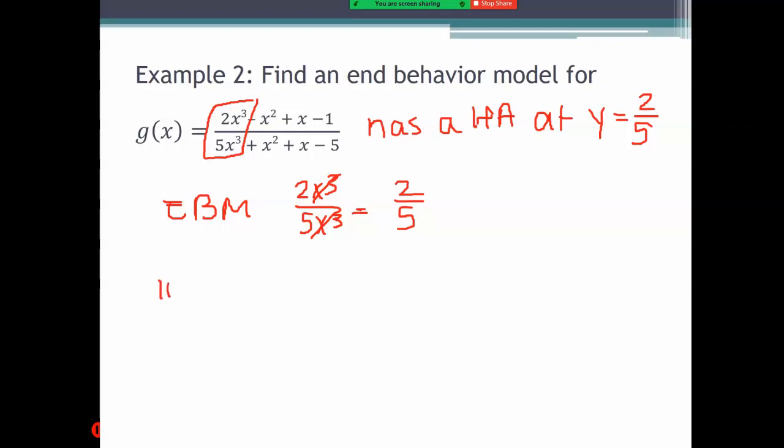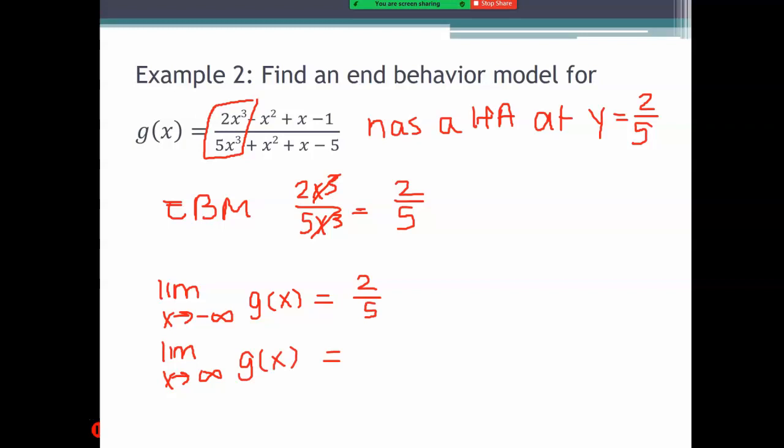So what that means is as you look at the limit as x approaches negative infinity, where's it going to be going? Yeah, 2/5. And where's it going as it gets to positive infinity? Therefore, again, that horizontal asymptote came back into play. So not all end behavior models are going to be going to an infinity. Some end behavior models go to infinities, some go to asymptotes, some go to 0.